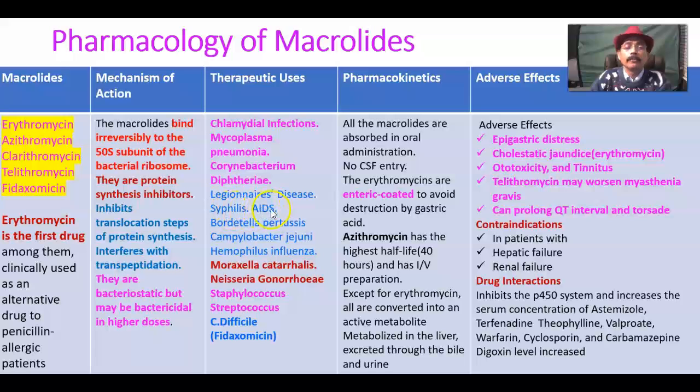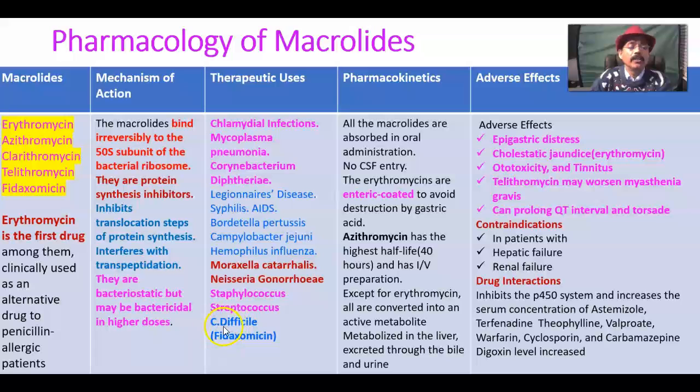AIDS is caused by HIV infection, and in AIDS macrolides are useful in the management of intracellular Mycobacterium avium infection. Bordetella pertussis causes whooping cough. Campylobacter jejuni may lead to food poisoning. Also Haemophilus influenzae, Moraxella catarrhalis, and Neisseria gonorrhoeae, which causes gonorrhea, another STD. Staphylococcus aureus, Streptococcus pyogenes, and Streptococcus pneumoniae.